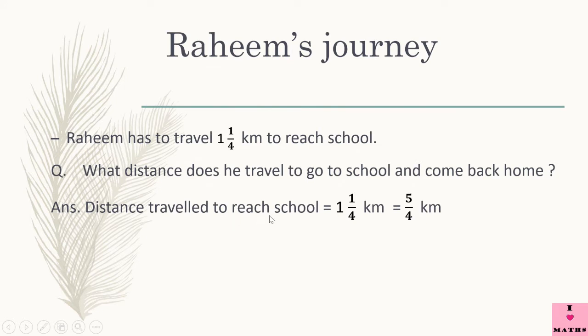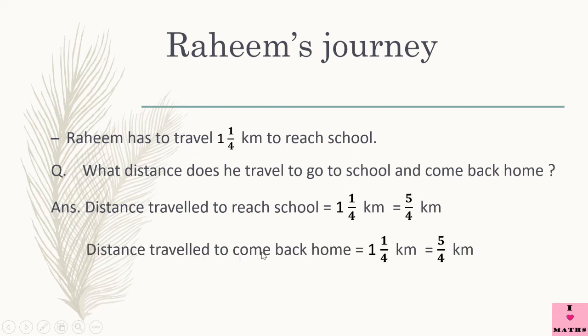Now distance traveled to reach school is equal to 1 and 1/4. This is a mixed number. Let us change it into an improper fraction. 4 ones are 4, plus 1 is 5, so it is equal to 5/4 kilometer. Now distance traveled to come back home is also the same, 5/4 kilometer. It means these two are like fractions and we have to add these two fractions.